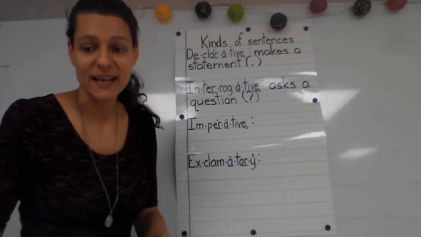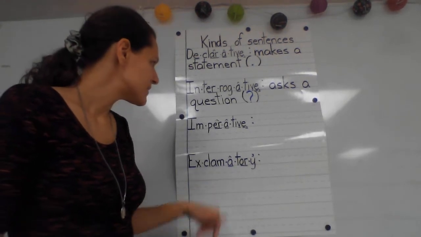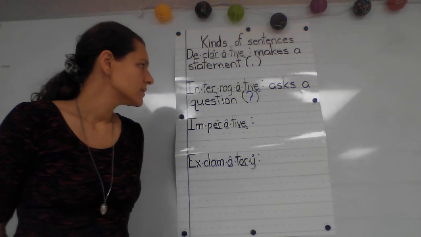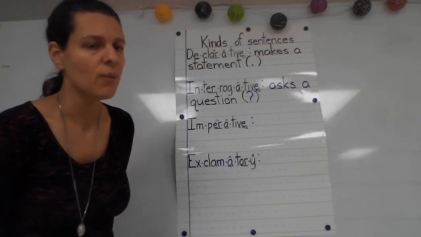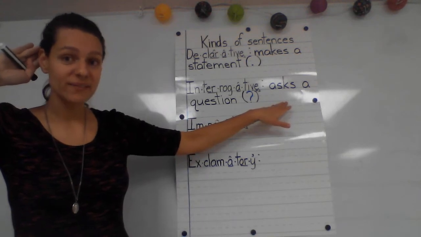All right. The next kind of sentence is imperative. We haven't talked about this one as much. Does anyone remember what... oh wait, I forgot. Before we move on, I want you to think of an interrogative sentence.